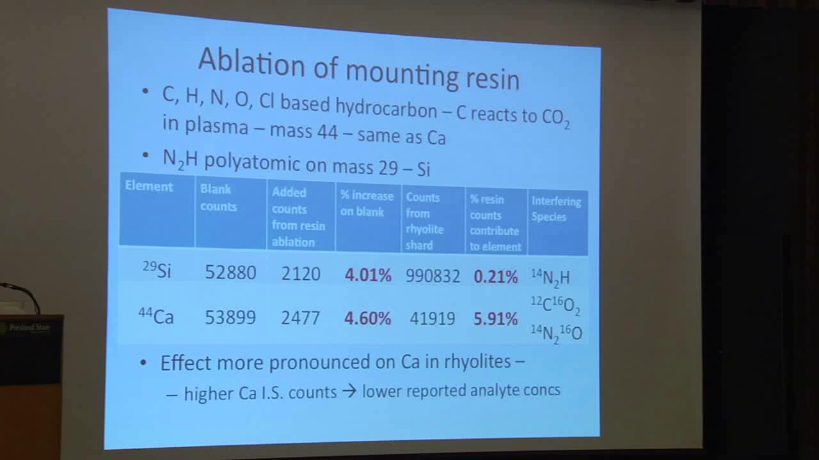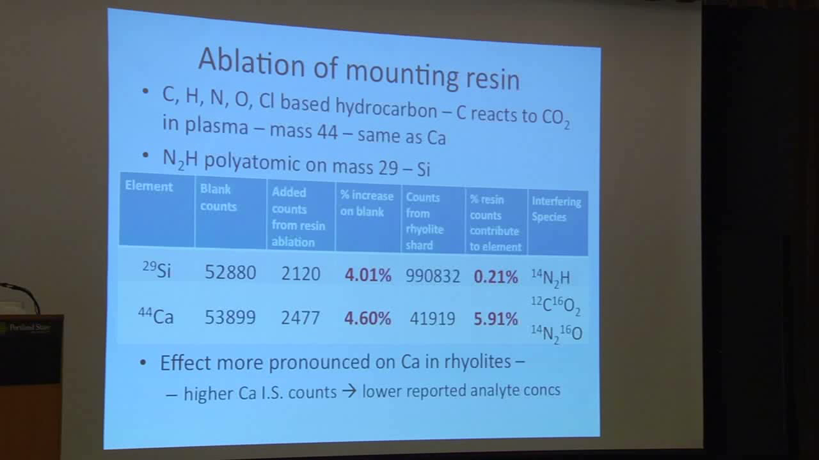There is another problem as well of using calcium as an internal standard, and that's if you ablate the mounting resin that surrounds the grain that you've mounted it in. Mounting resins are a nasty mixture of all sorts of weird and wonderful polyatomic species, hydrocarbons, sorry, there's carbon, hydrogen, nitrogen, and so on. You ablate the resin, and the carbon in the resin reacts in the plasma, forms carbon dioxide. Carbon dioxide has a mass of 44. That's exactly the same mass as calcium that's used as the internal standard. So by ablating the resin, you increase the calcium counts, essentially, in the spectrum that you see.